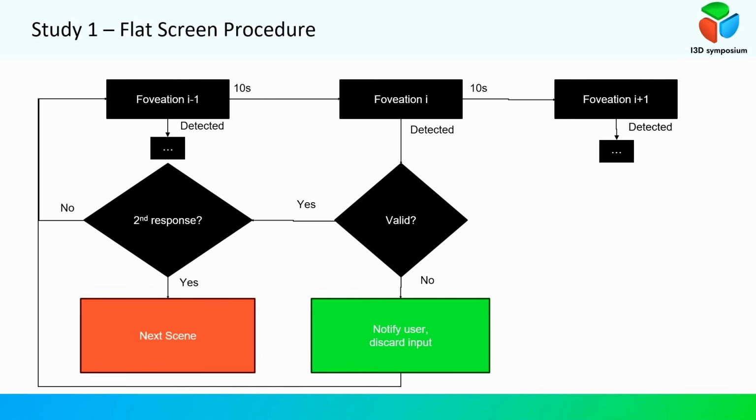If they go again and detect foveation happening again at the exact same stage, it gets treated as a double confirmation, and the user goes on to the next scene. If, however, the input is invalid, because there's no foveation happening in that place, then they get notified of this and they go back 10 seconds again to try again.